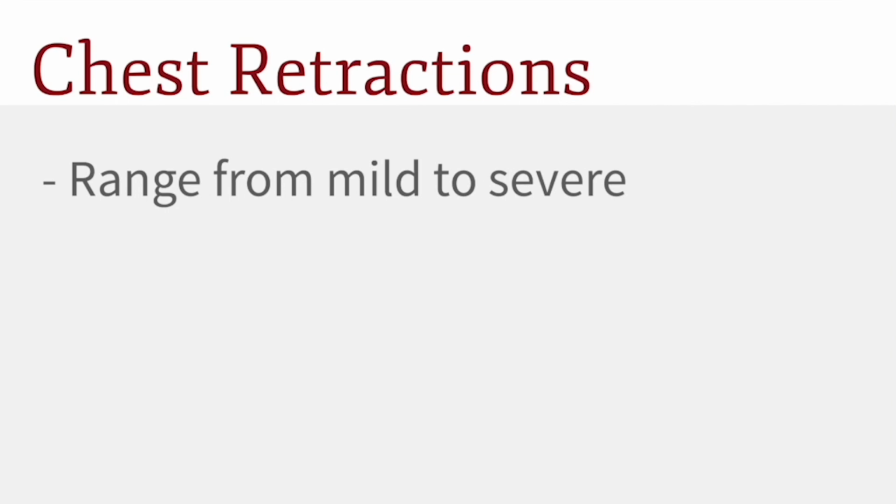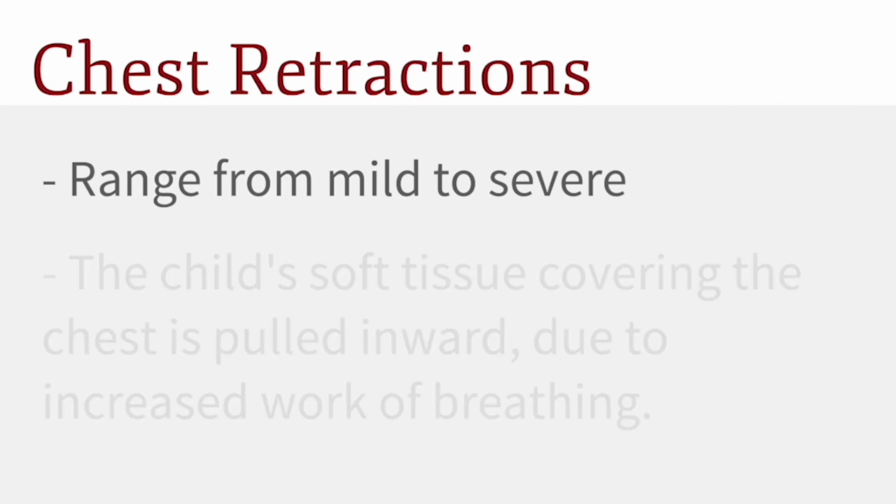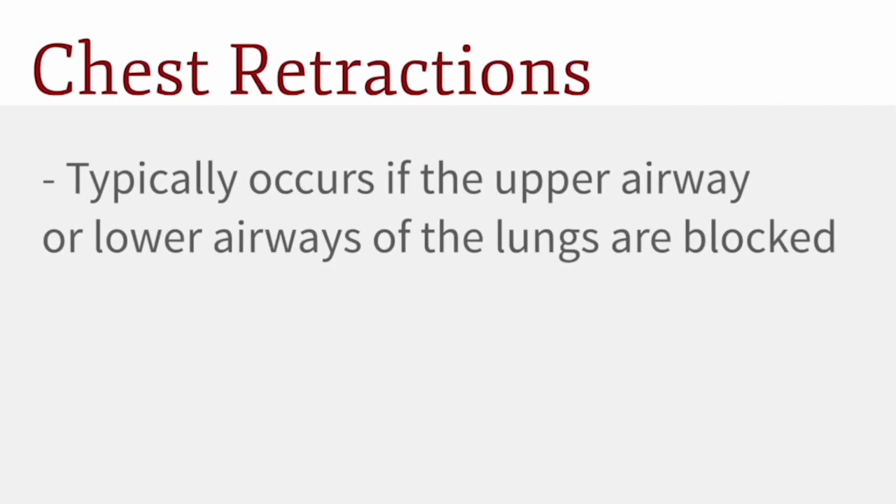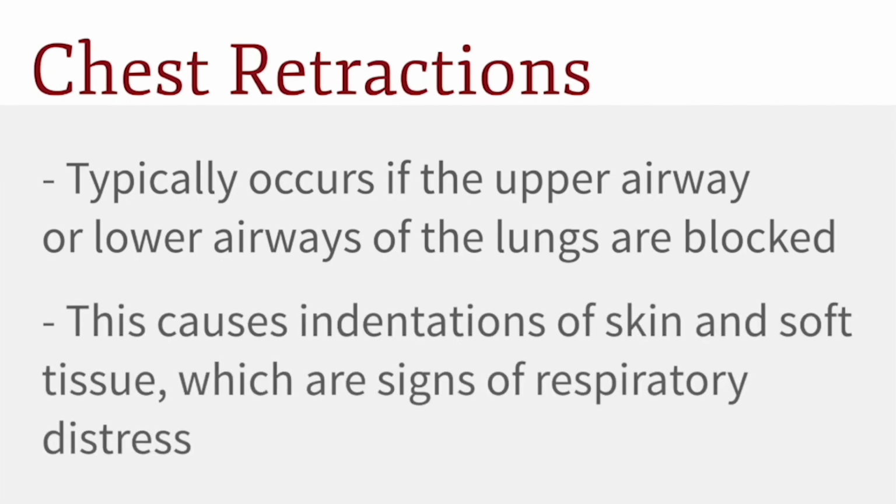As we saw from this video, chest retractions range from mild to severe. In all cases, the child's soft tissue covering the chest is pulled inward due to increased work of breathing. This typically occurs if the upper airway or lower airways of the lungs are blocked. As a result, you see indentations of skin and soft tissue, which are signs of respiratory distress.